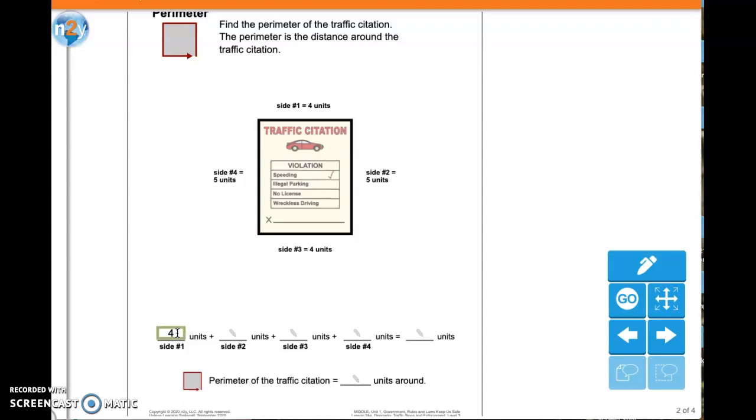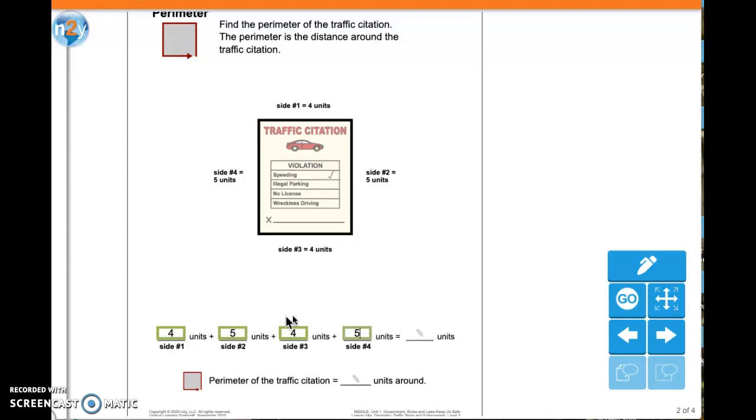Focus, please. Okay. Side 2. 5. Nice. Not yet. So side 3 would be down here. 4. And it's a rectangle, so the top and the bottom are the same. Okay? And that means these sides are the same too. So side 4 is 5.